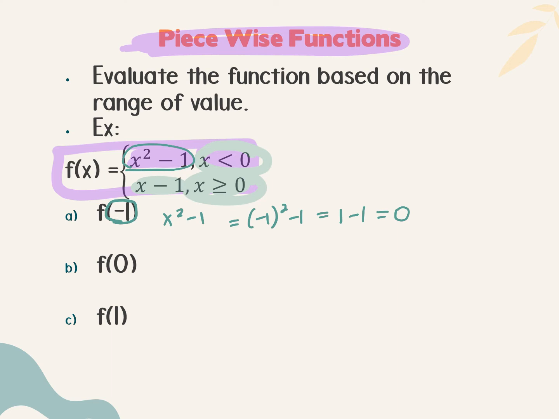Go to B. Now it's f of 0. Is 0 less than 0 or greater than or equal to 0? Greater than or equal, which means I'm using the second one, x minus 1. So I get 0 minus 1, which is negative 1. And the last one is f of 1. So is 1 less than 0 or greater than or equal to 0? Greater than or equal, so I use x minus 1, and I do 1 minus 1, which is 0. Questions on those?